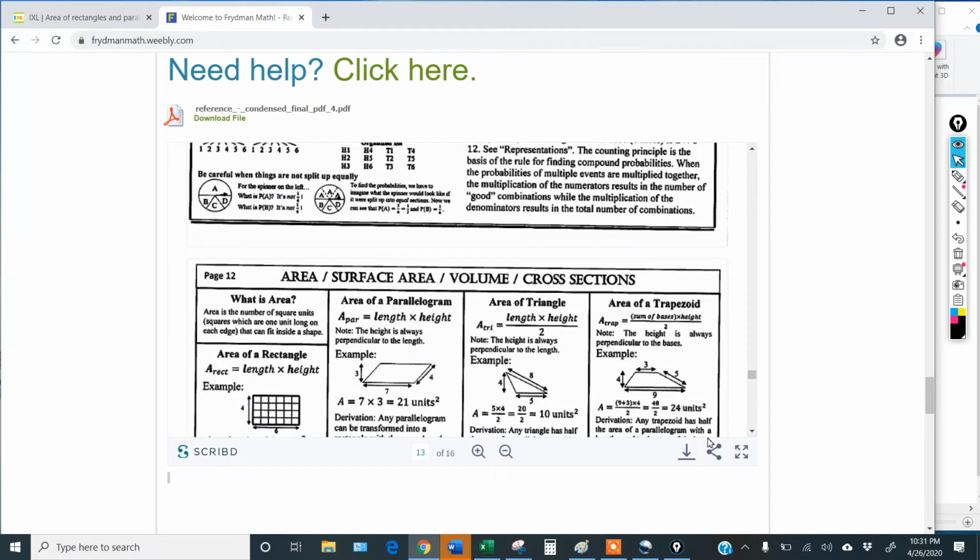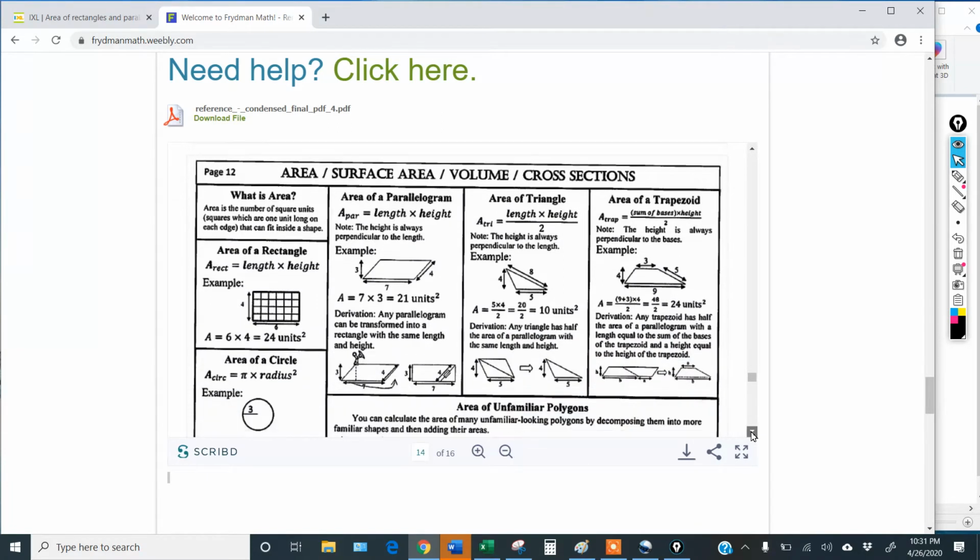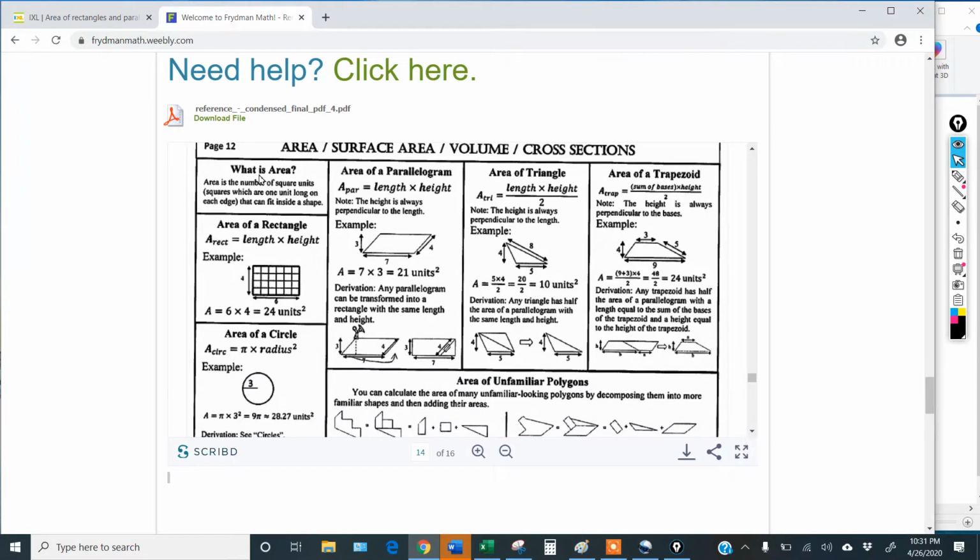And here we are on page 12. All right, let's just read through this. What is area? Area is the number of square units, squares which are 1 unit long on each edge, that can fit inside a shape. The area of a rectangle, A-rect, means the area of the rectangle, is equal to the length of the rectangle times the height of the rectangle. In the video, I said the base times the height, but you could call it whatever you want.